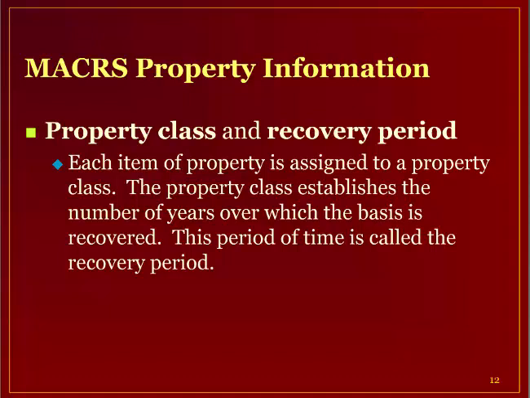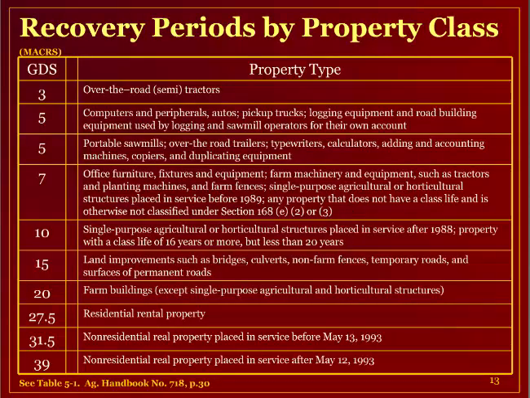This period of time is called the recovery period. And here is the chart right out of Ag Handbook 718 that shows the recovery periods by property class. And so now I'm going to give you a little bit of a quiz here. What is the recovery period for a pickup truck? 5 years. What you do is you look through all of this for a pickup truck, and there it is right there. And the recovery period is 5 years.